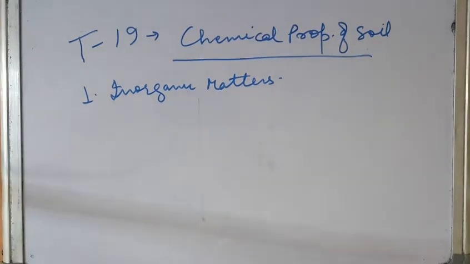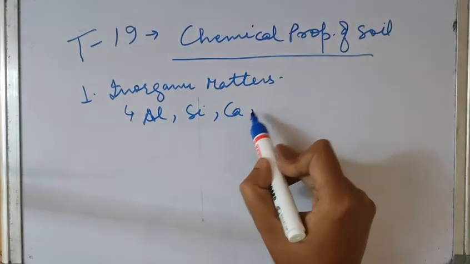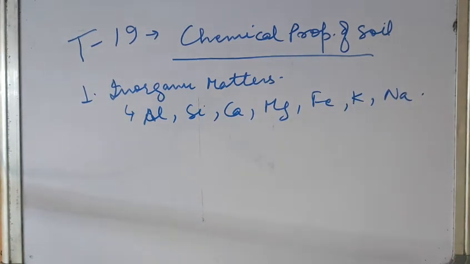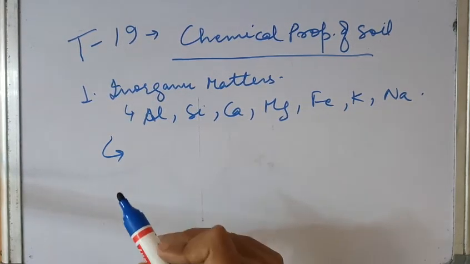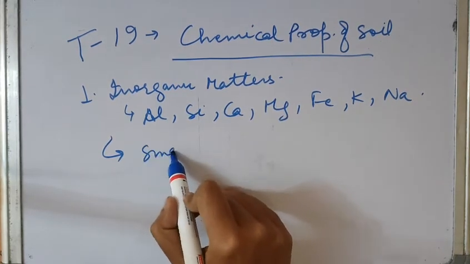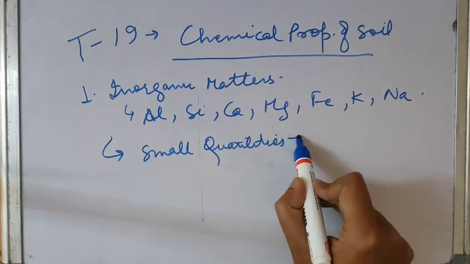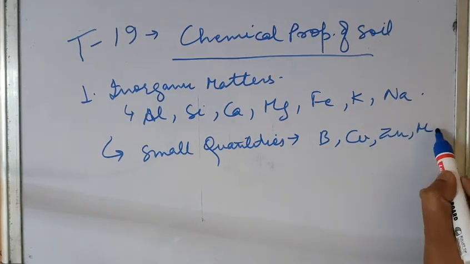Inorganic matter of soil. Here we will see aluminum, silicon, calcium, magnesium, iron, potassium, sodium, etc. These are the chief inorganic constituents of soil. Besides this, soil also contains some inorganic constituents in small quantities: boron, copper, zinc, molybdenum.